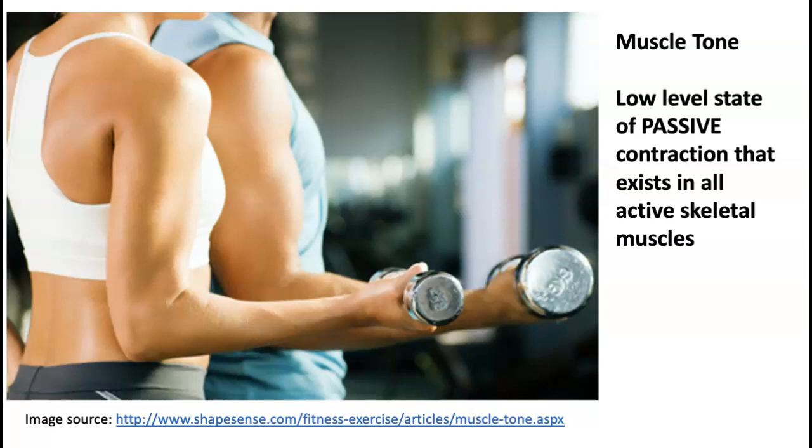Muscle tone is a low-level state of passive contraction that exists in all active skeletal muscles. In other words, even when our muscles are at rest, there are still some cells that are contracting. And so, in order to understand muscle tone, you have to understand a motor unit. So, quick review on a motor unit.